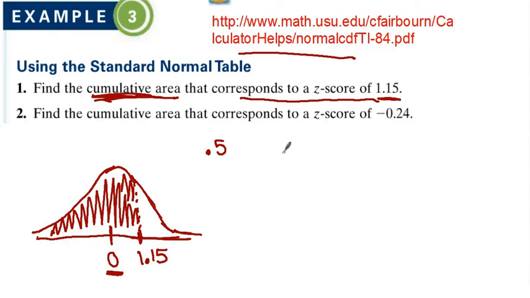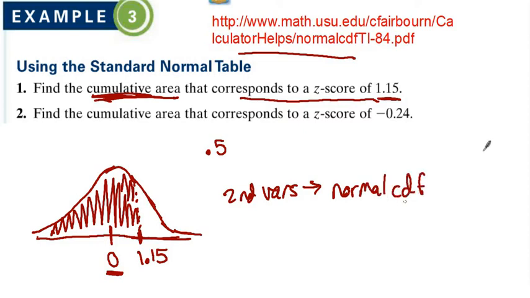Okay, so let's do this on the calculator. Here's what you need to do. You go to second vars. This works for TI-83 and TI-84. Go to second vars, select not normal PDF, that's not what we want, normal CDF. Okay, it's very important that you pick CDF. If you do the other one, it will be wrong.